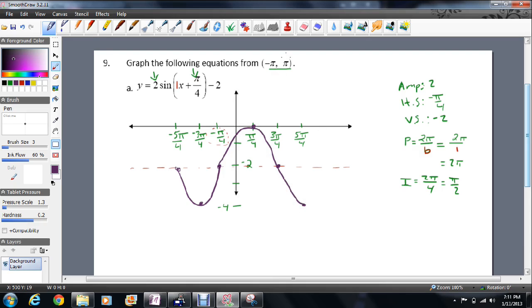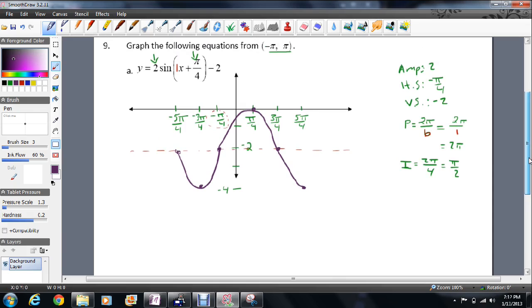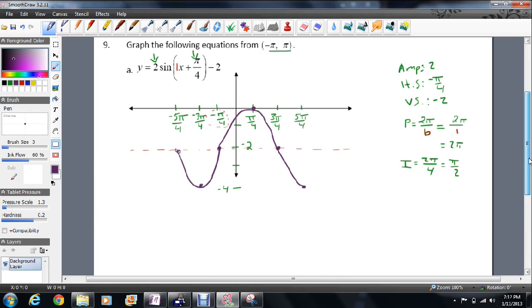And we did follow the directions that said to go from -pi to pi. We went a little bit further in the left and right direction, but as long as we have at least that amount, we're in good shape. So try to do parts B and C before watching the rest of this video. Okay, so let's go ahead and try B and C. I'll go a little bit faster with those.